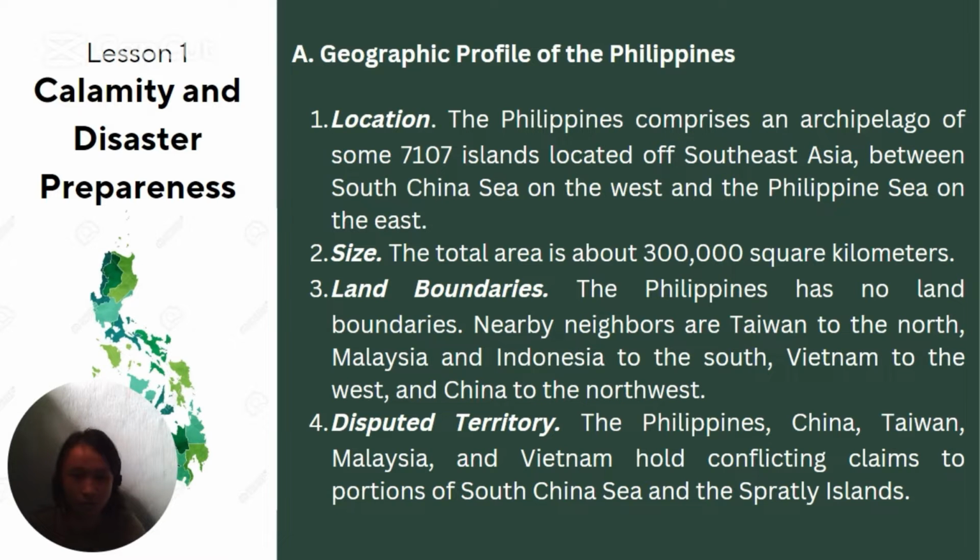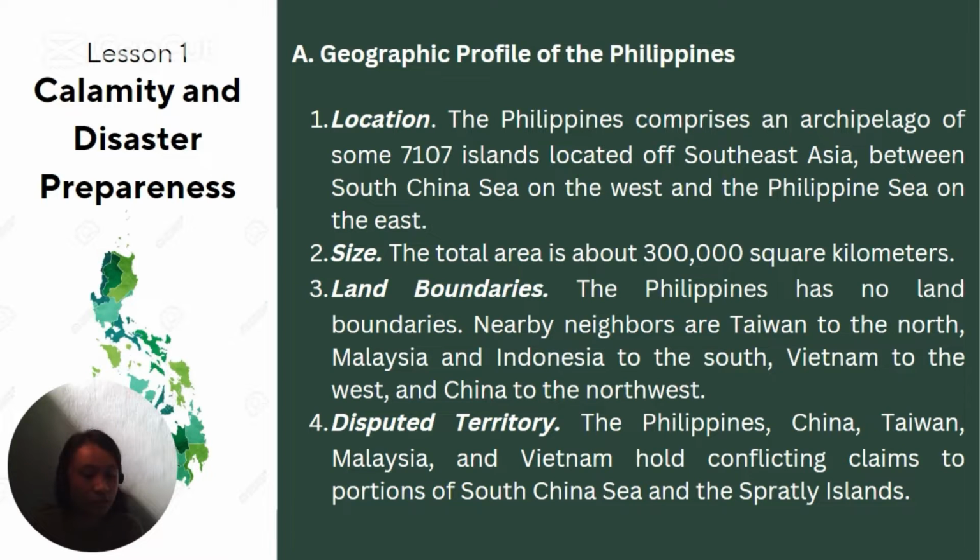So first to discuss in the geographic profile is number 1, the location. The Philippines is made up of an archipelago. From the word archipelago, the meaning is a group of islands. So the islands are equal to 7,107 islands. The Philippines is located in Southeast Asia between the South China Sea on the west and the Philippine Sea on the east. So number 2 is size.